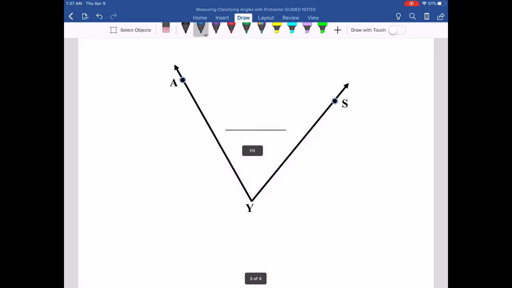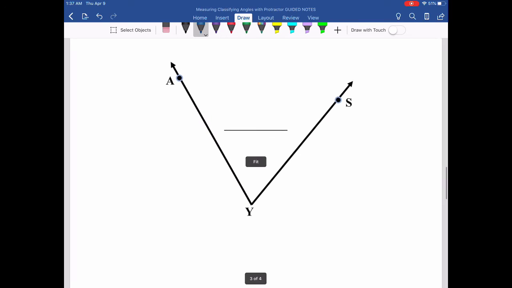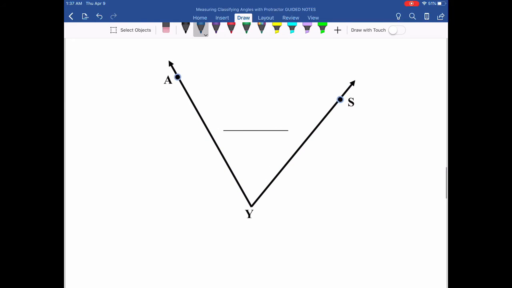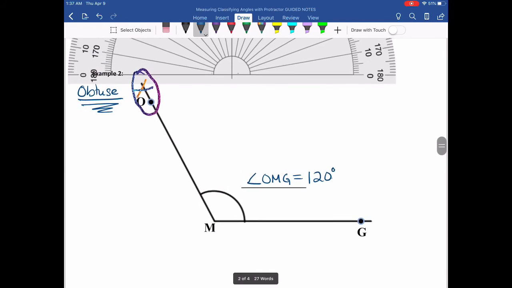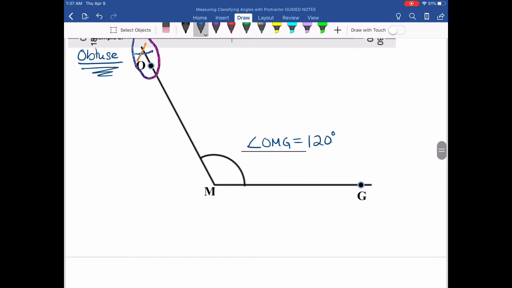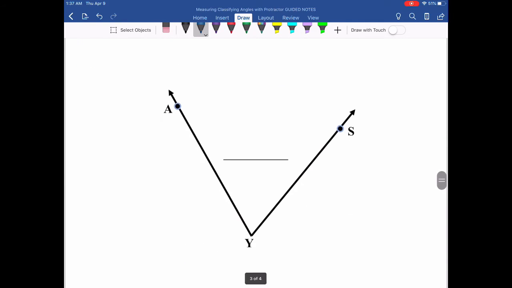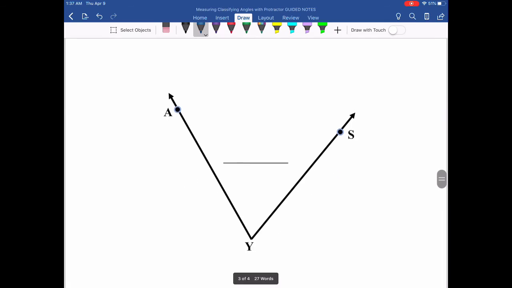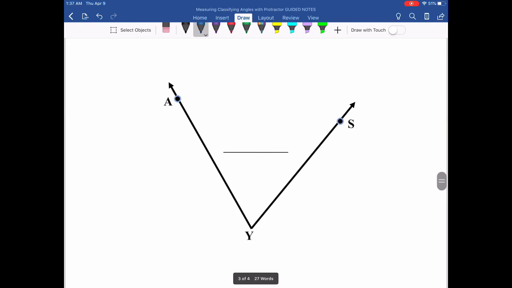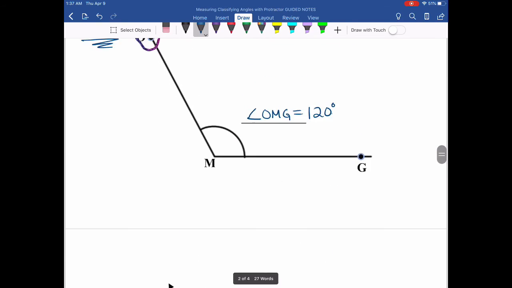I threw this one on here because your IXL is going to throw some angles at you that are not perfectly straight, where one of the rays is not perfectly horizontal. It's going to be like this, and it's going to give you a protractor that's on top of it that isn't necessarily rotated. It's just there, and you have to figure out what it is. Let me kind of show you how to do that.